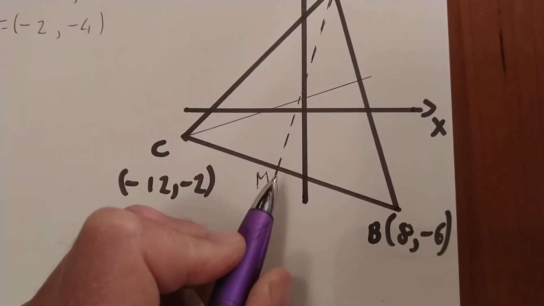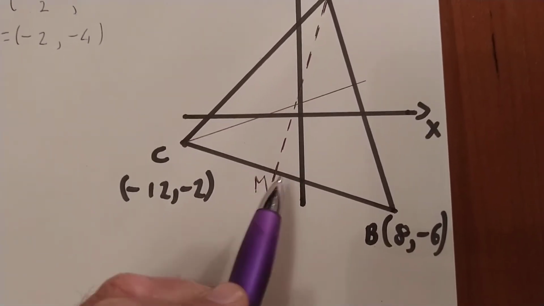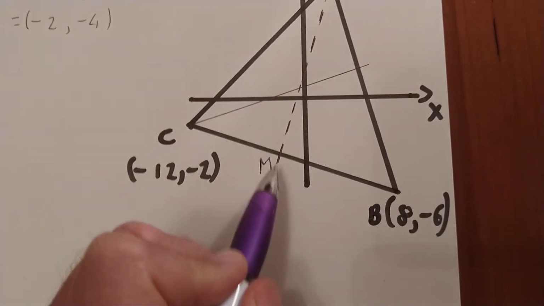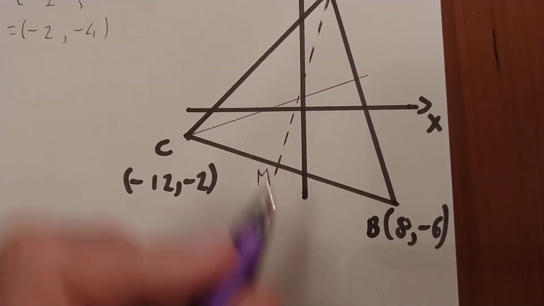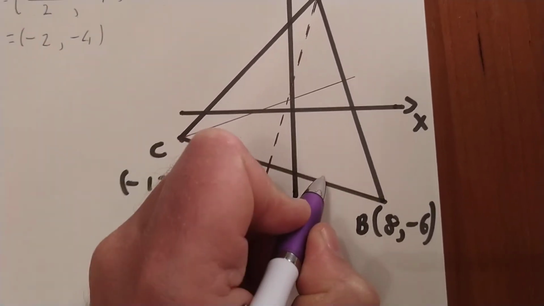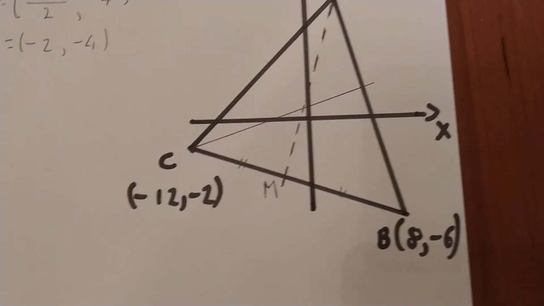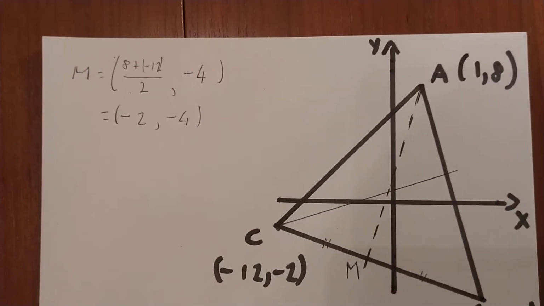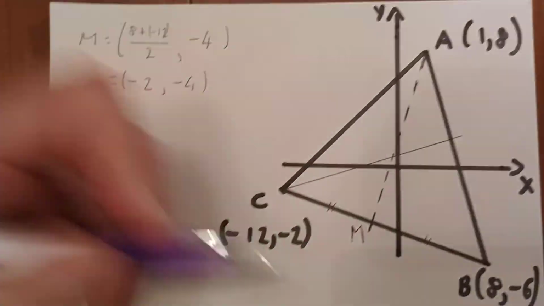So that's the coordinates of this point here. Quick check to see it makes sense. Is that possibly the point negative 2, negative 4? Yes, that's fine, because the midpoint is dividing that exactly in half. Okay, now work out the equation of this line.